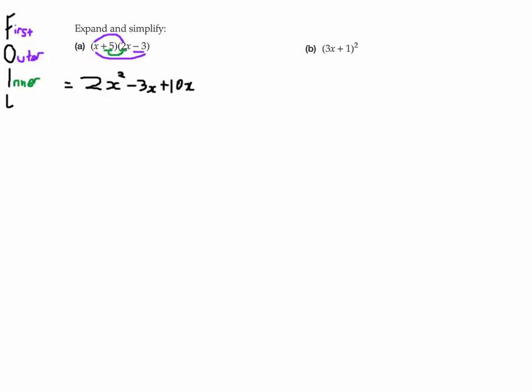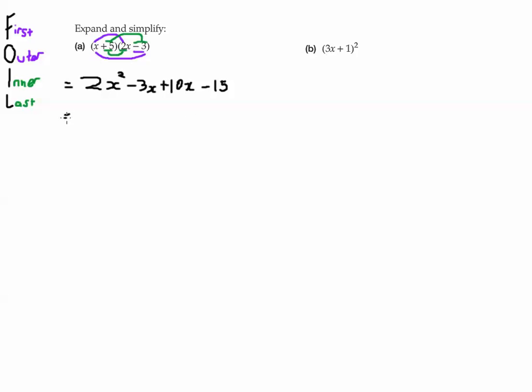And the final numbers we've got are the last numbers of the brackets. So last. And that is the positive 5 times the -3. So 5 times 3 is 15, and positive times a negative is a negative, so it becomes -15.